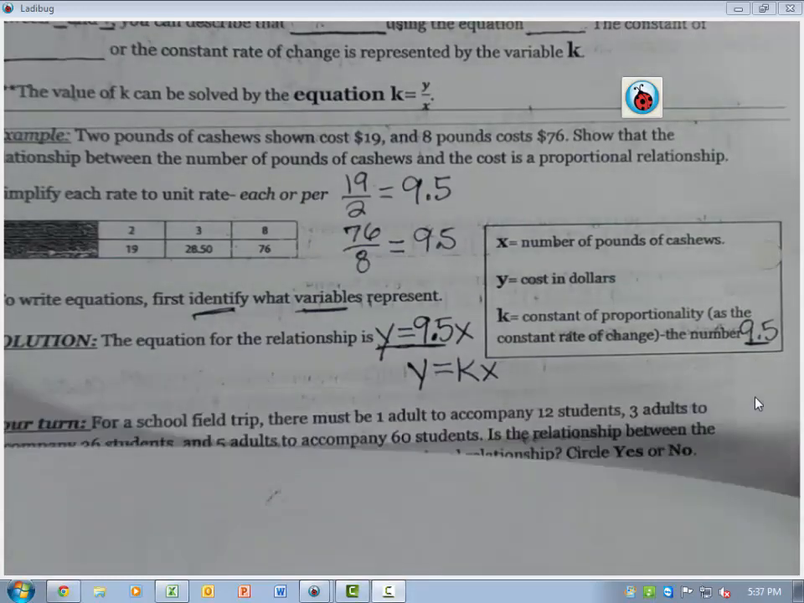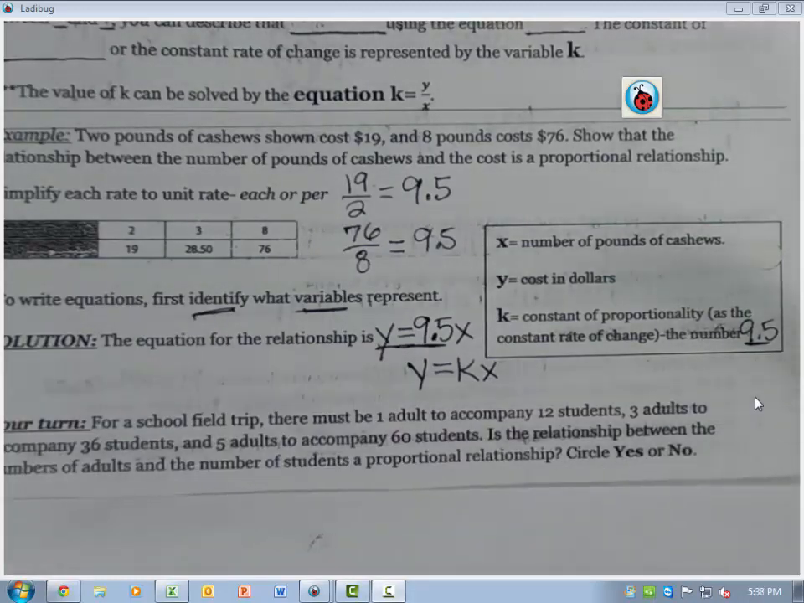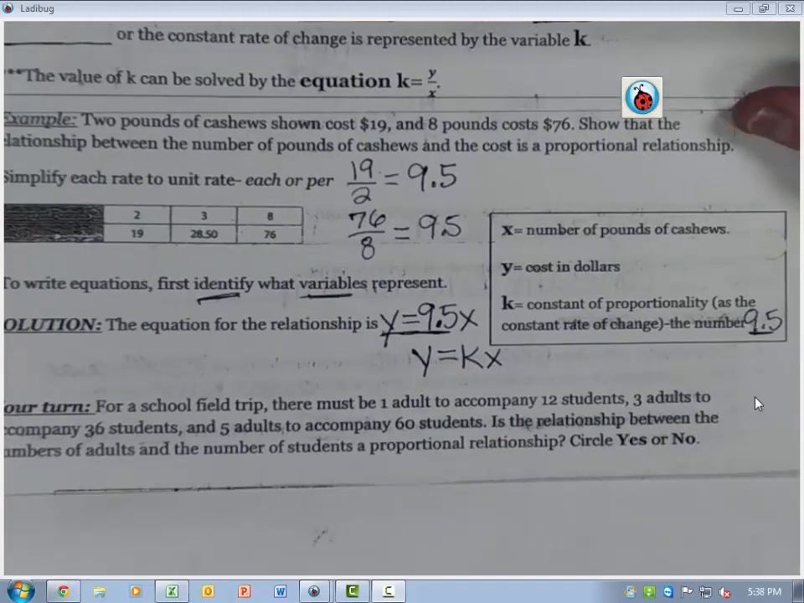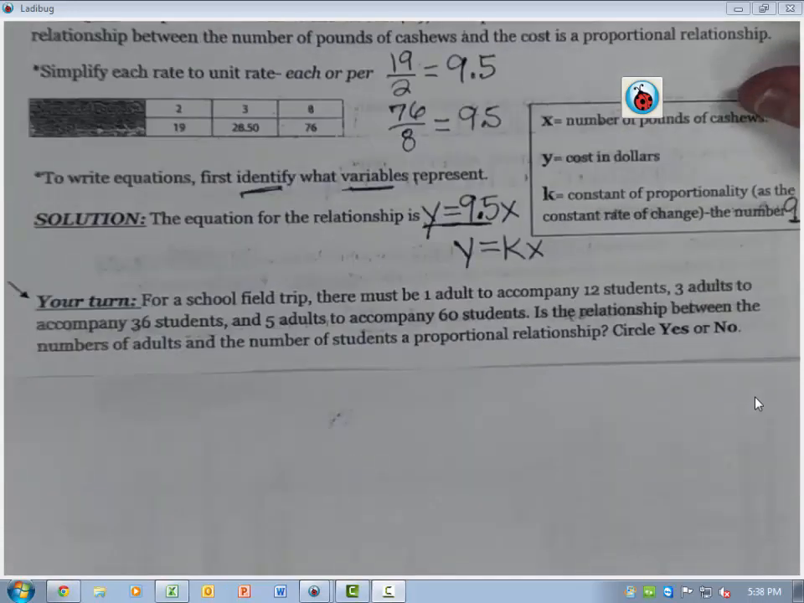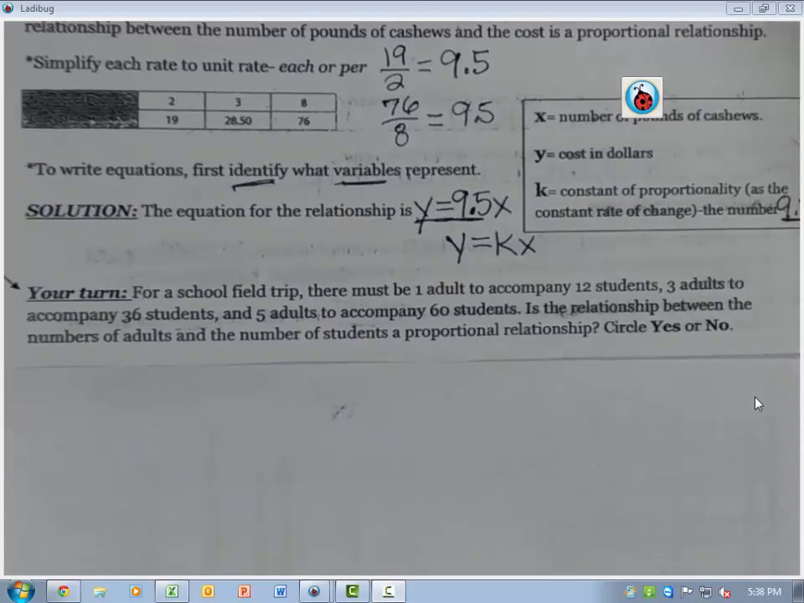For a school field trip, there must be 1 adult to accompany 12 students, 3 adults to accompany 36 students, and 5 adults to accompany 60 students. Is the relationship between the number of adults and the number of students a proportional relationship?